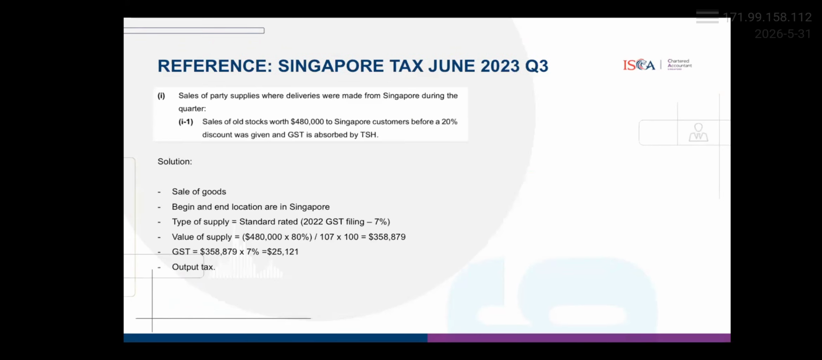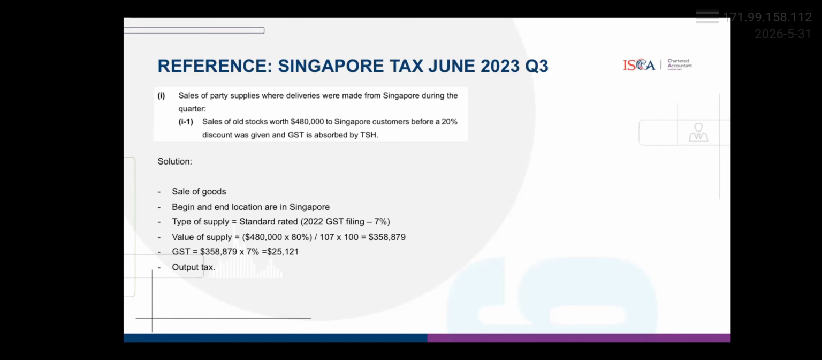So the very first one here, it's a transaction where there is a sale of party supply, where delivery was made from Singapore during the quarter. There is a sale of old stock worth 480,000 to a Singapore customer before a 20% discount was given, and the GST is absorbed by TSH. Now, bringing back all that we have learned just now, we have to think of, can I claim the GST back?